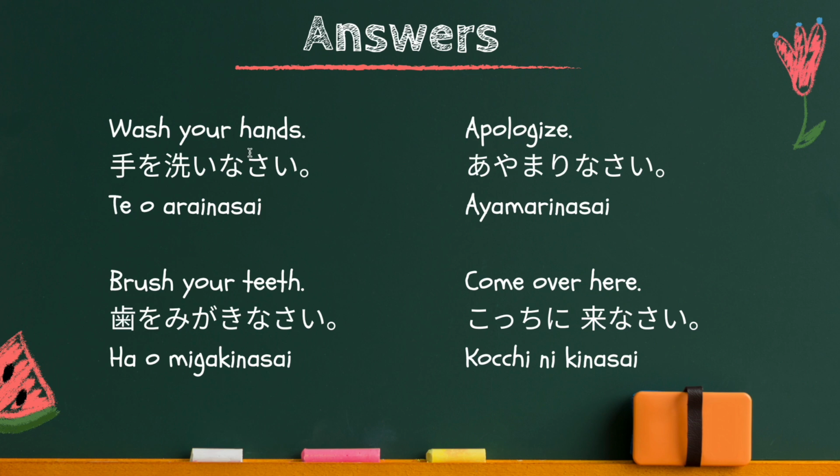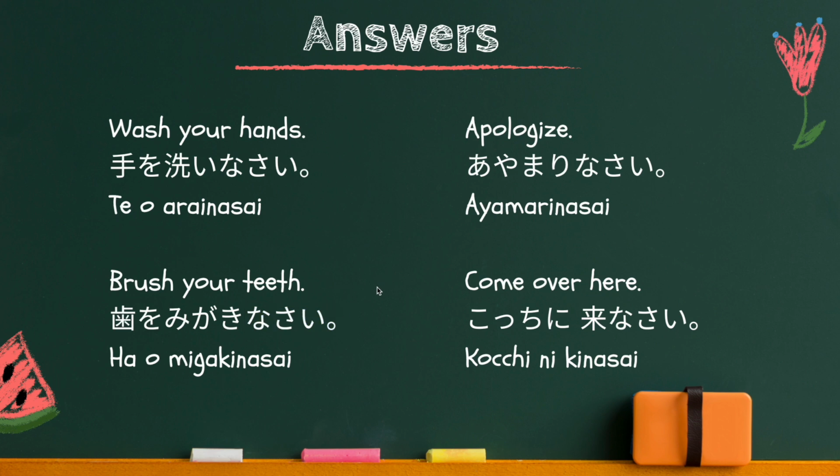Wash your hands. 手を洗いなさい. The masu stem is this, 洗い. So after that add なさい. Next one. Brush your teeth. 歯を磨きなさい. To brush is 磨きます. Therefore, drop the masu off and then add なさい.